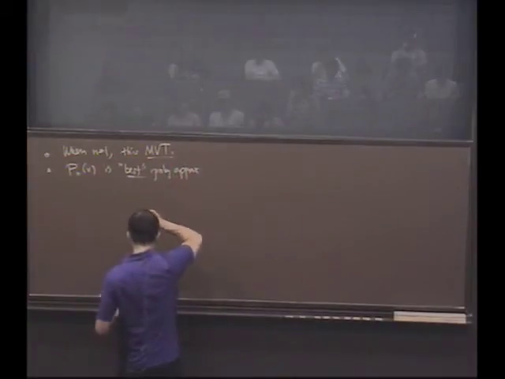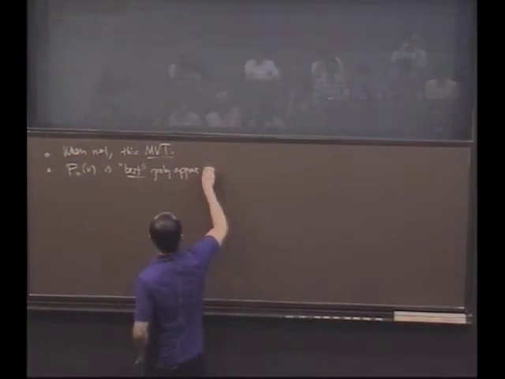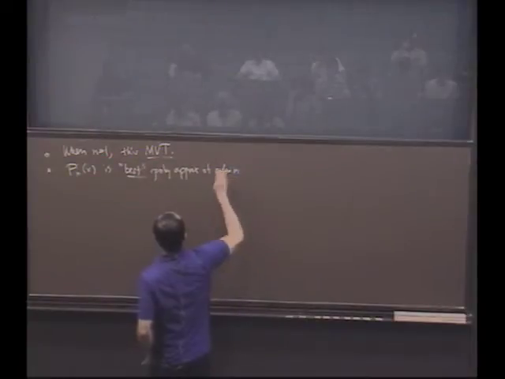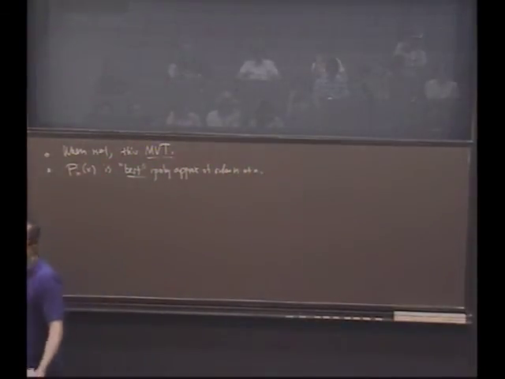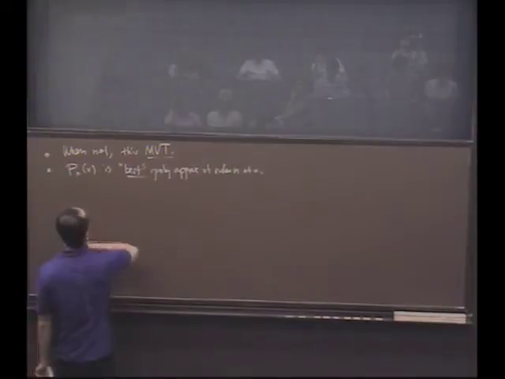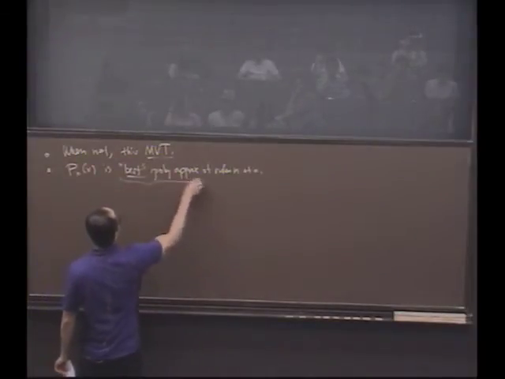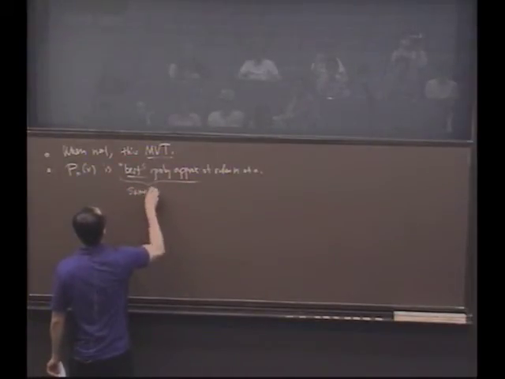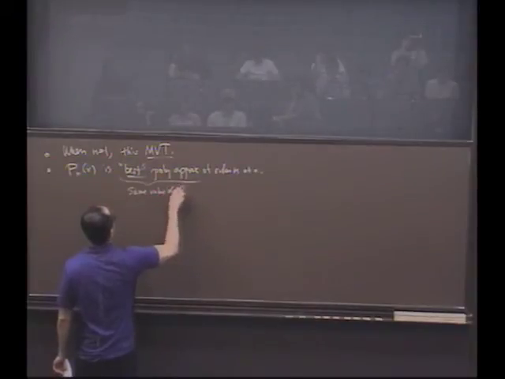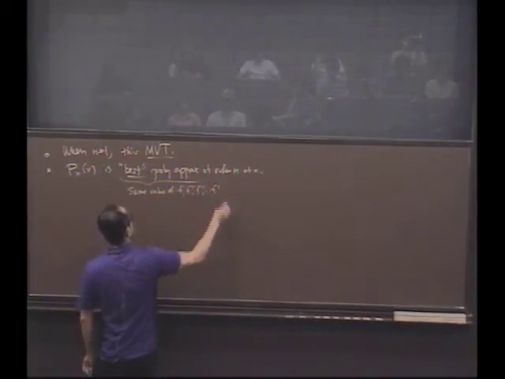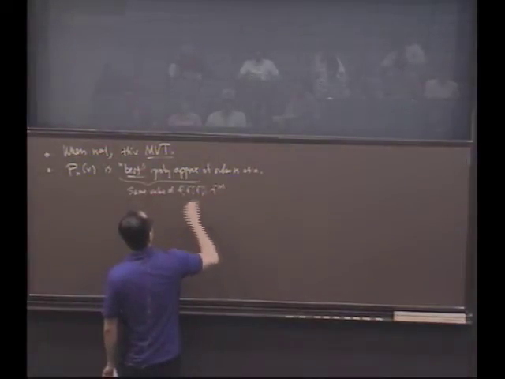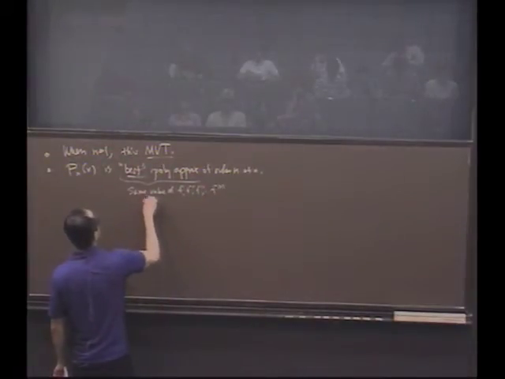The best polynomial approximation of order n at a. Okay, now what do I mean by best here? Well, what I mean is I've constructed a polynomial that has all the same value and derivatives up to the nth. Same value of f prime, f double prime, and so on, through f super n at a.